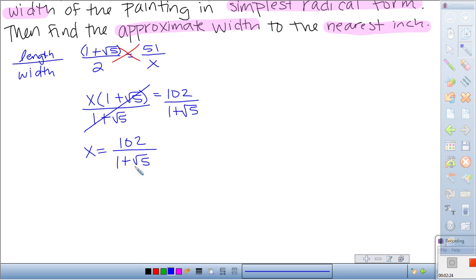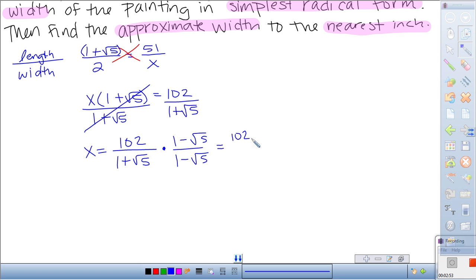So in order to get rid of that radical, we're simply going to multiply the numerator and the denominator by the conjugate. So I'm going to multiply times 1 minus the square root of 5 divided by 1 minus the square root of 5. Remember, the conjugate just means one's the sum and one's the difference of the same two terms. And then we multiply across.